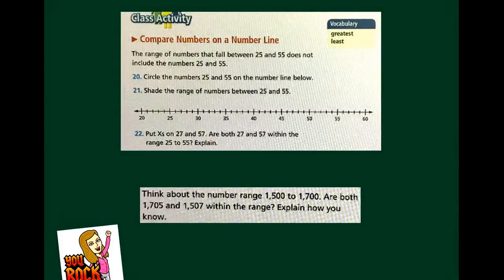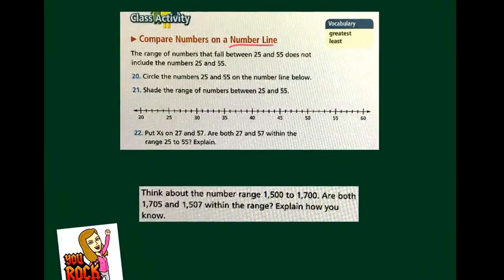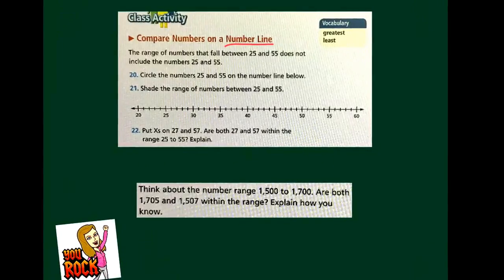Now we're going to be comparing numbers on a number line. The information here says that the range of numbers that fall between 25 and 55 does not include the numbers 25 and 55. So the first thing we're going to do is to circle the numbers 25 and 55 on the number line below. So I'll circle 25 and 55. Shade the range of numbers between 25 and 55.